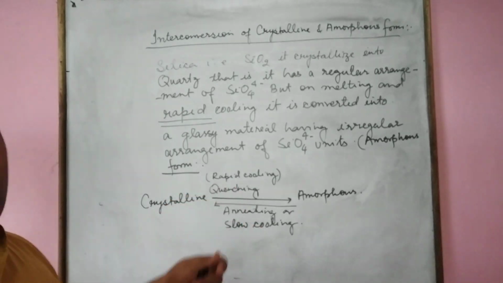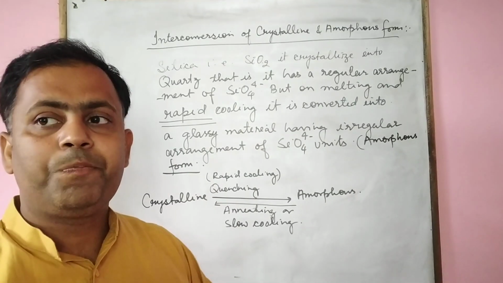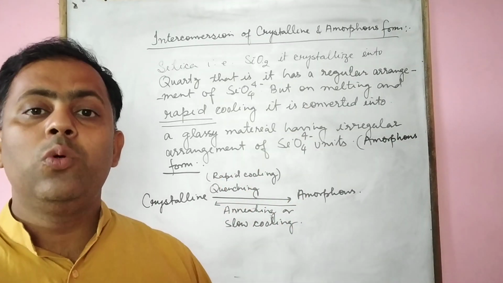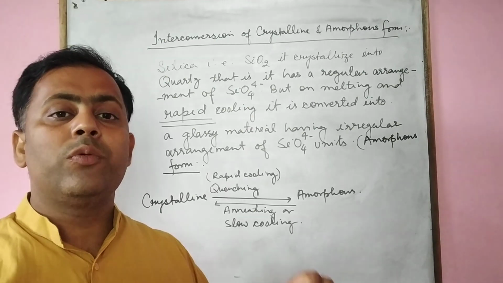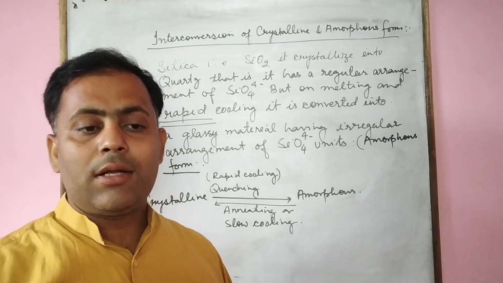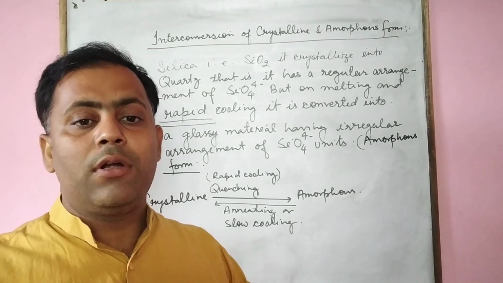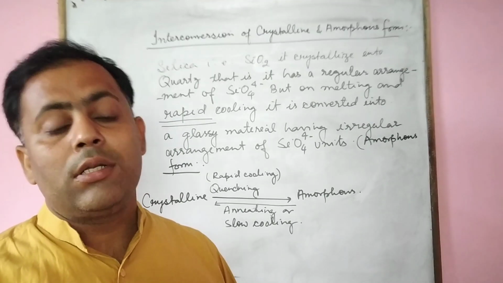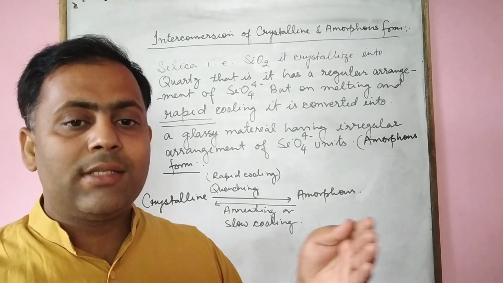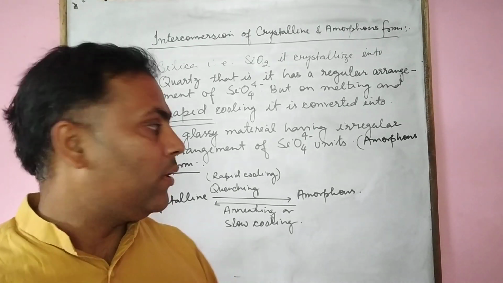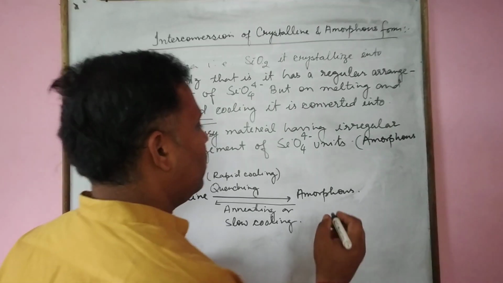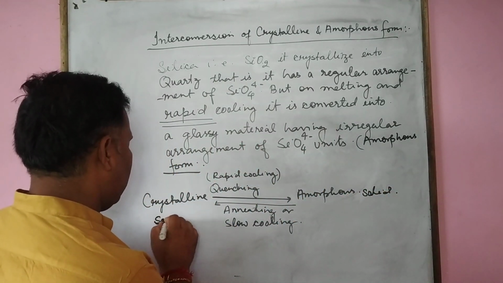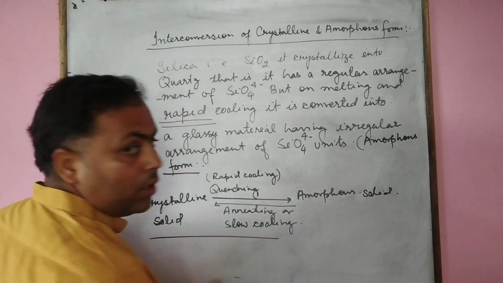What is the reason behind this? The reason is that when a liquid is cooled slowly, the atoms, molecules, or ions get time to arrange in different layers, whereas on quenching they do not get such an amount of time. That's why it has an irregular arrangement, giving an amorphous solid. Clear?